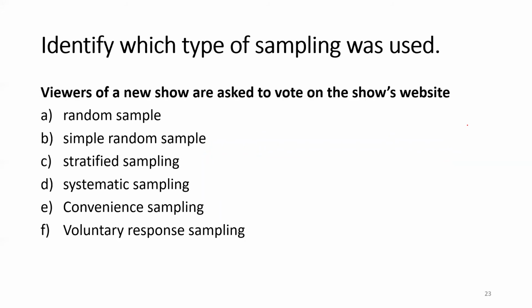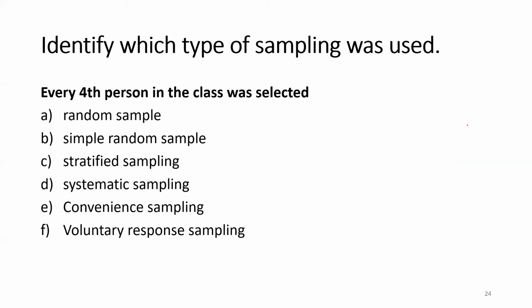Suppose viewers of a new show are asked to vote on the show's website. That's pretty clear that that would be voluntary response sampling. Every fourth person in the class was selected. That would be systematic sampling.